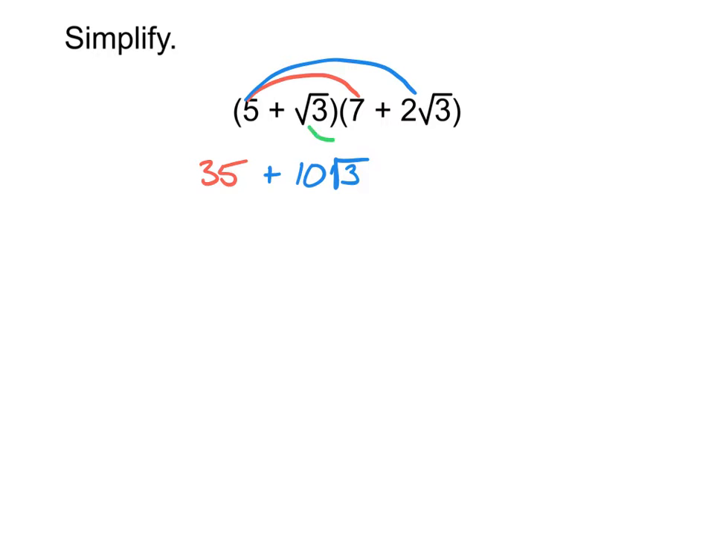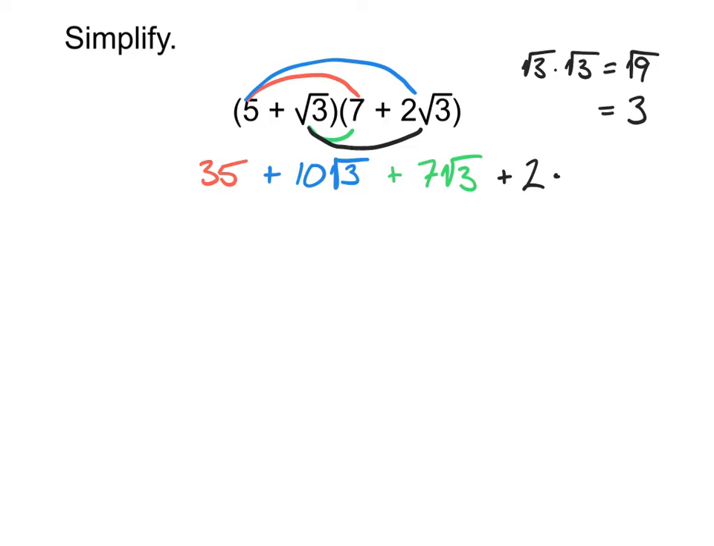I'm now going to take this root 3 times the 7, which will give me 7 root 3. And finally, we do the square root of 3 times 2 square root 3. Well, the 2, notice, is the only number on the outside, so it's just going to stay a 2. But then I do root 3 times root 3. Root 3 times root 3 equals what? Root of 9. The square root of 9, yes, which equals 3. And so that last term is really just going to be 2 times 3.